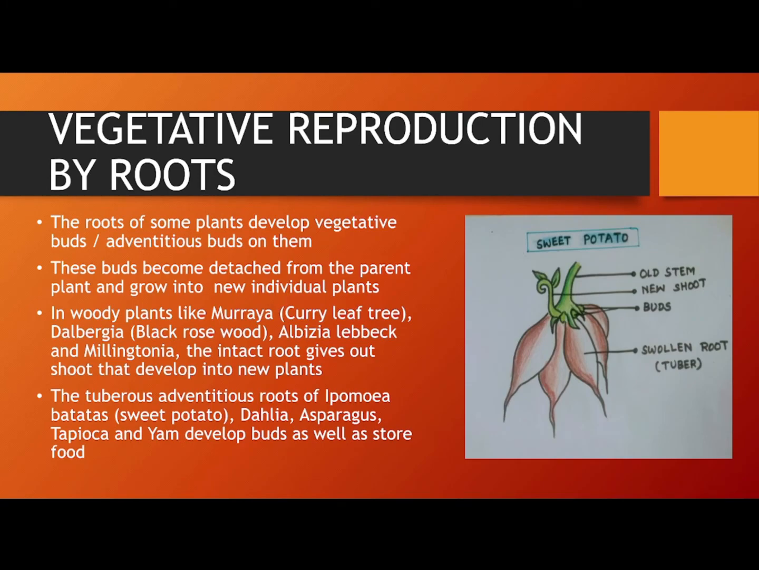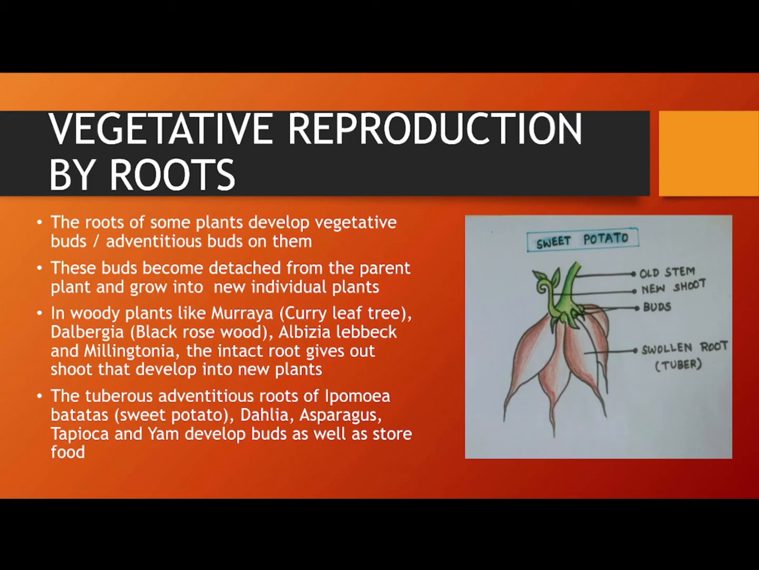So in this picture you are able to see a small bud which has grown, producing a leafy shoot, and this leafy shoot gets detached from the root, and when it reaches the soil, it starts leading an independent new life.